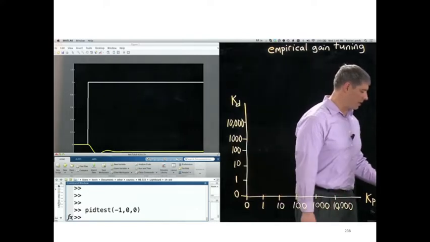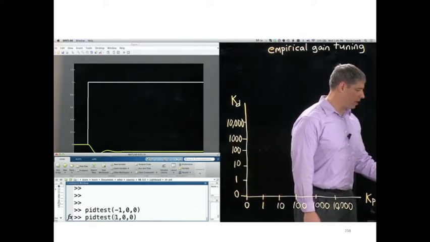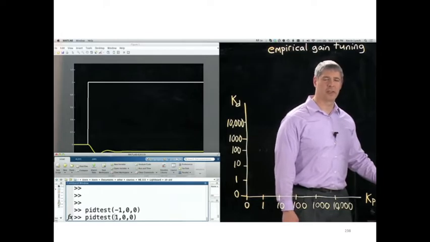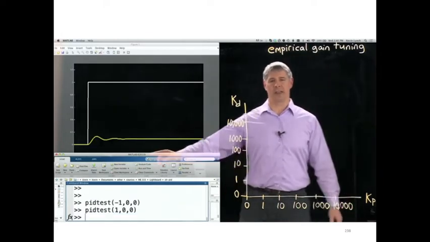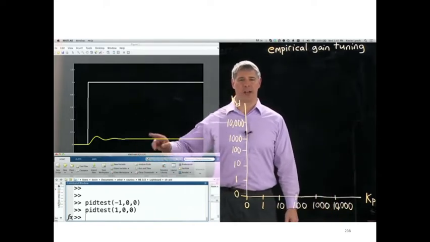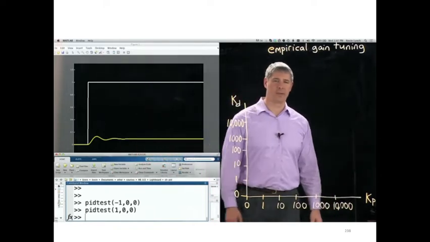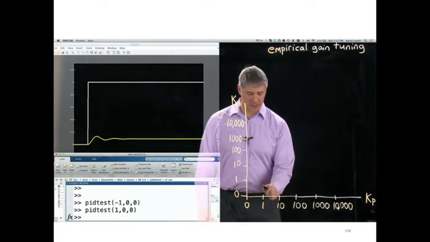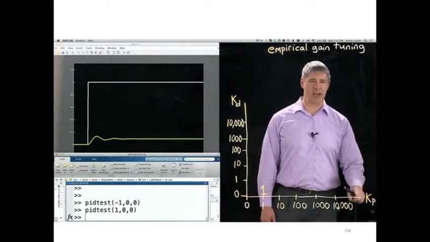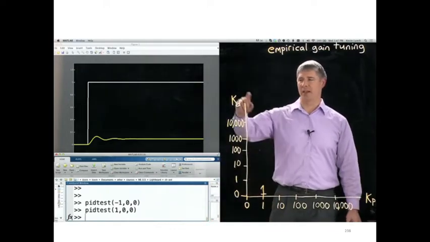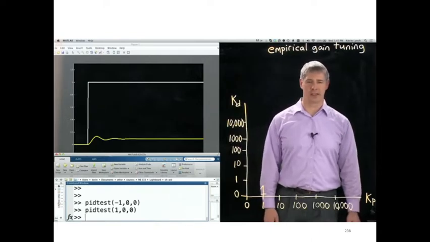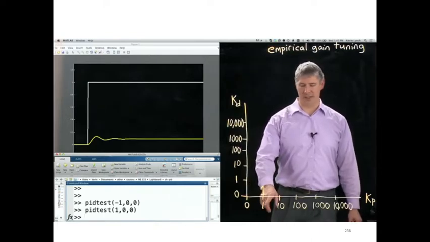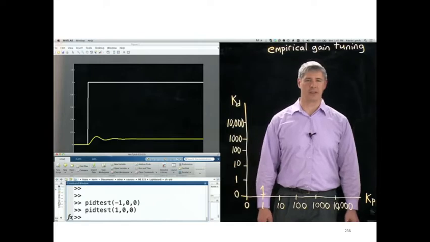So let me try again with a value of one for the proportional gain and zero for the integral and derivative. Now we can see that the output rises closer to the reference value, but it's still not doing very well. So this is my first guess. I'm going to mark that with a 1. This is my K sub P axis for proportional gains, K sub D for derivative gains. My first guess here was K sub P equal to 1, K sub D equal to 0.